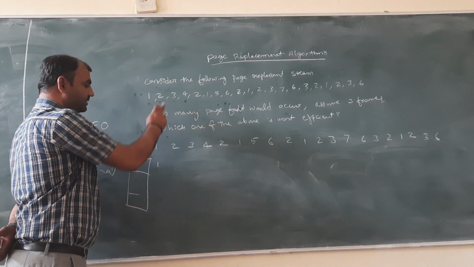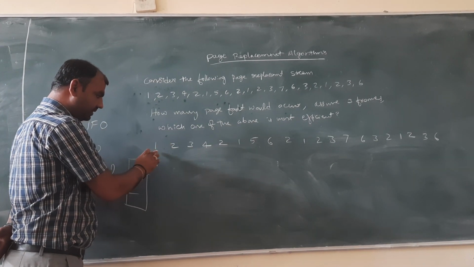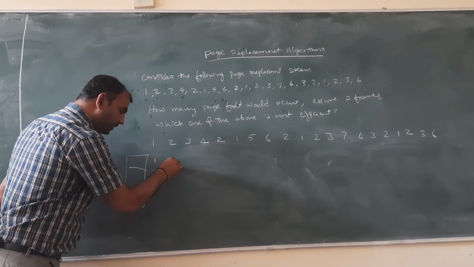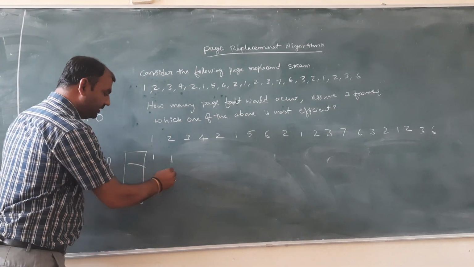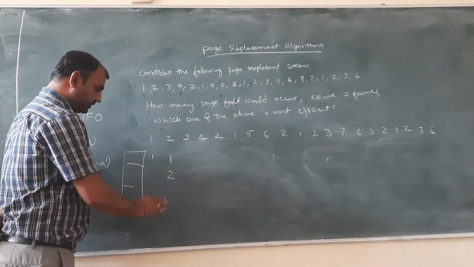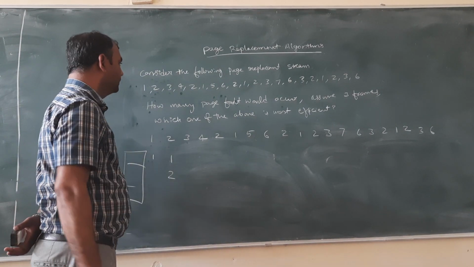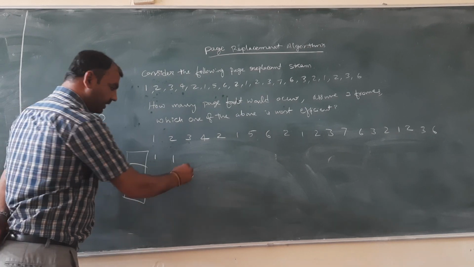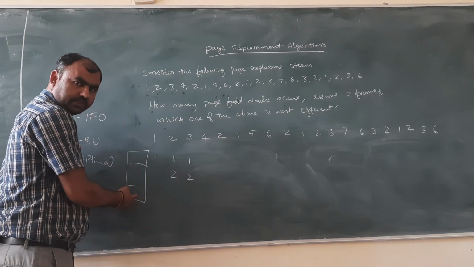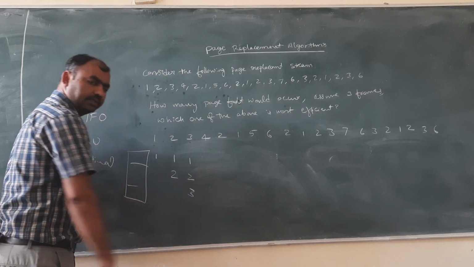Next, the CPU is asking for 2. Just we can see here. So the CPU is asking for frame 2, right? Already frame 1 is there, then we need another one for 2. Got it? Next, the CPU is asking for frame 3. So we have 1, we have 2, and another one is also empty, right? So we can put that one.